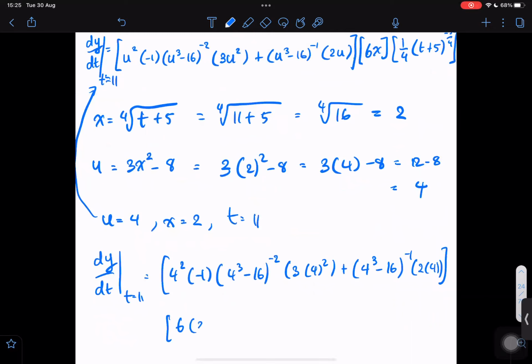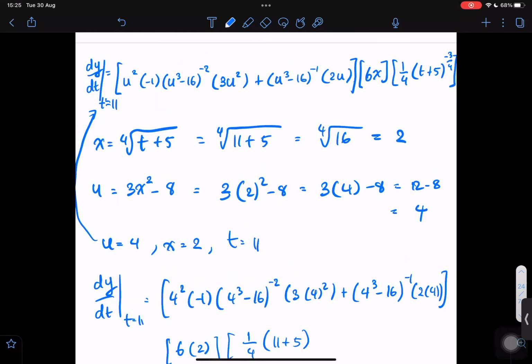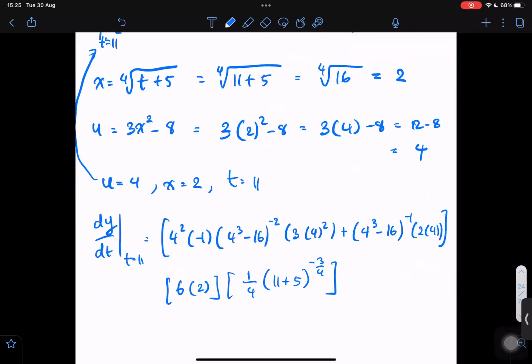multiplied by 2, and the last one is 4, 11 plus 5 minus 3 over 4. Okay, like this, and you can compute it. Okay, you will get some number. Okay, and that is your question. That's your answer.